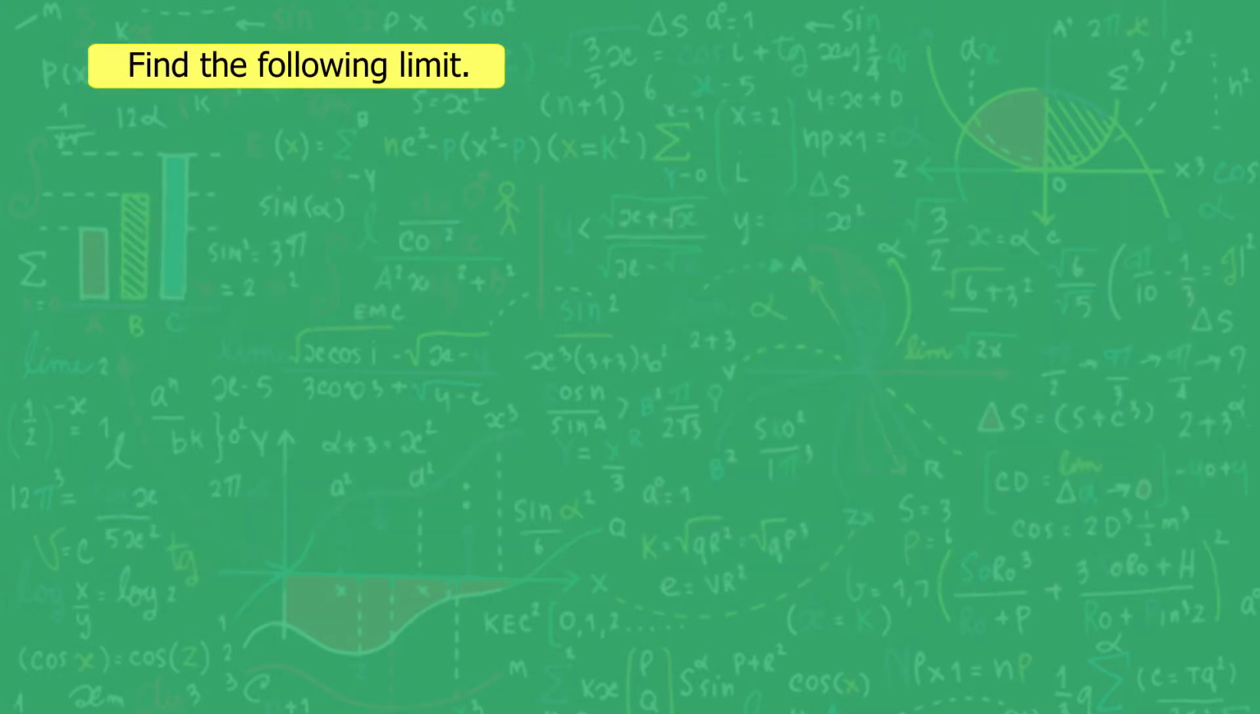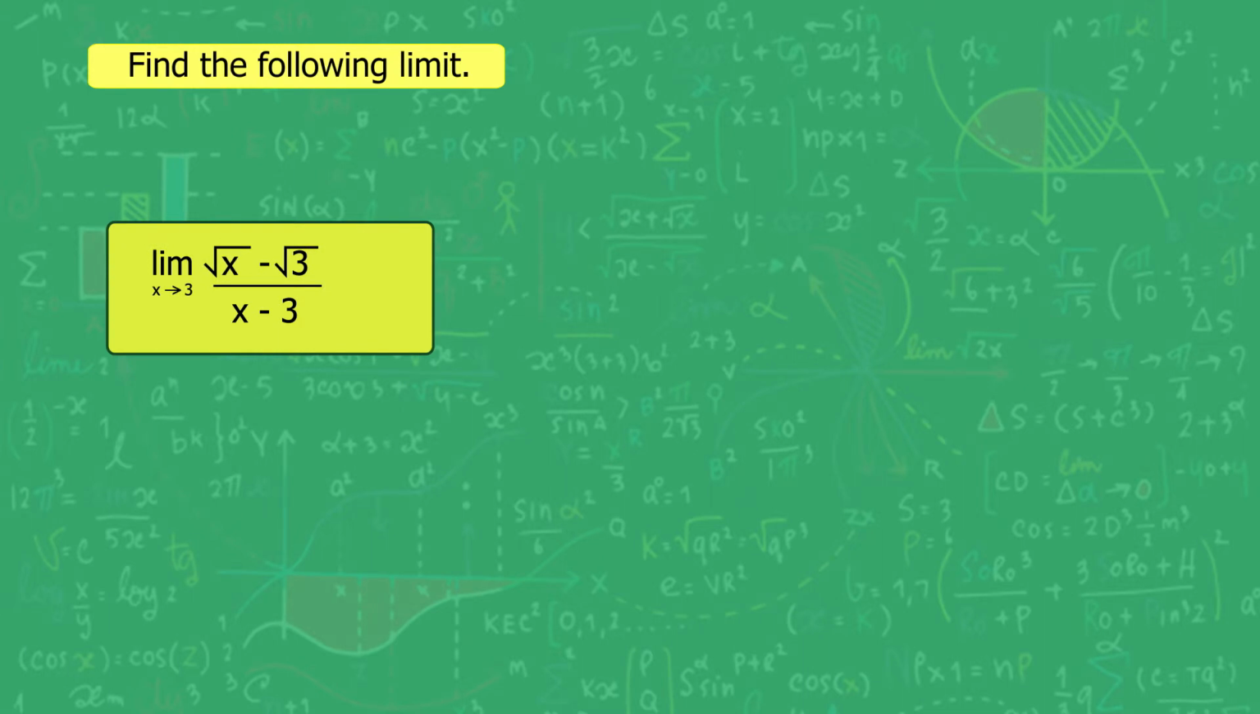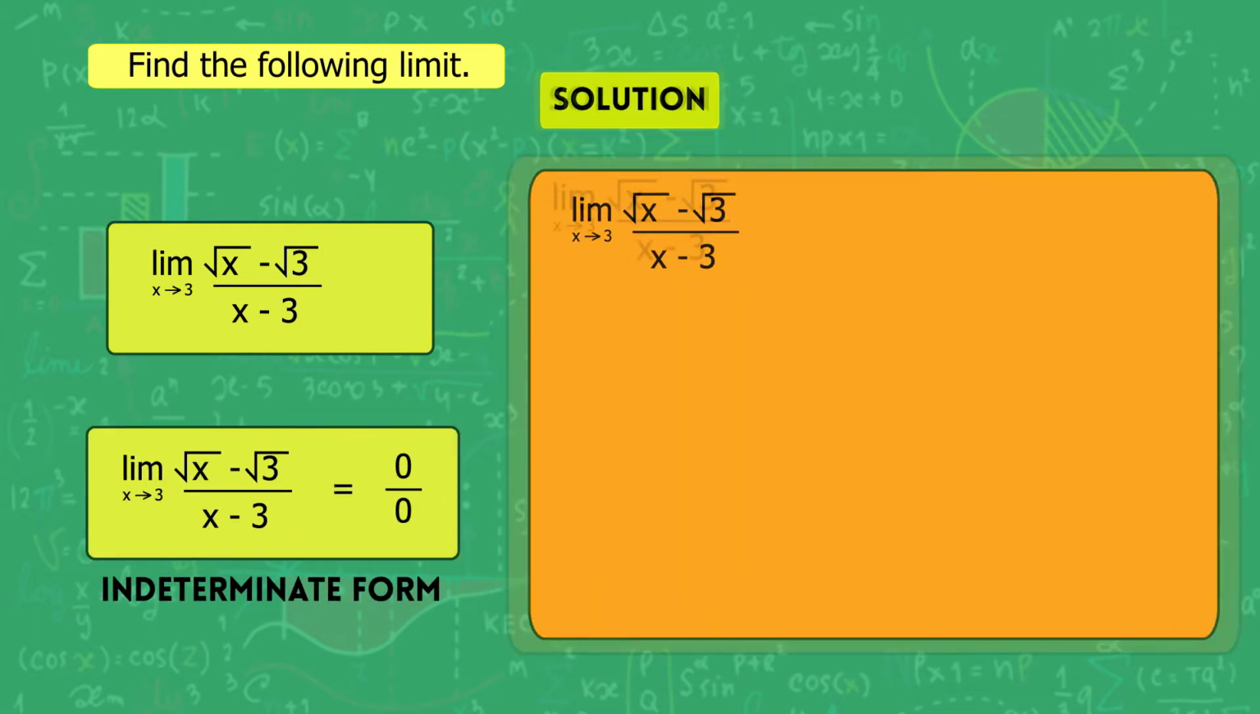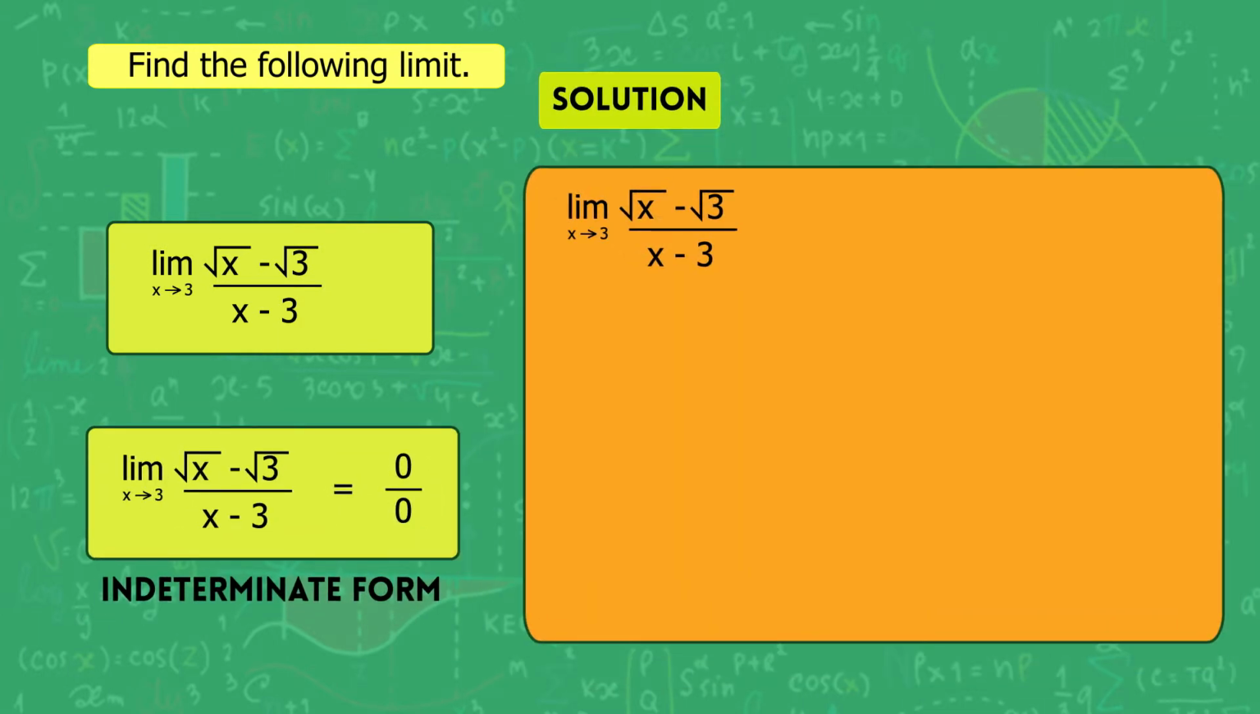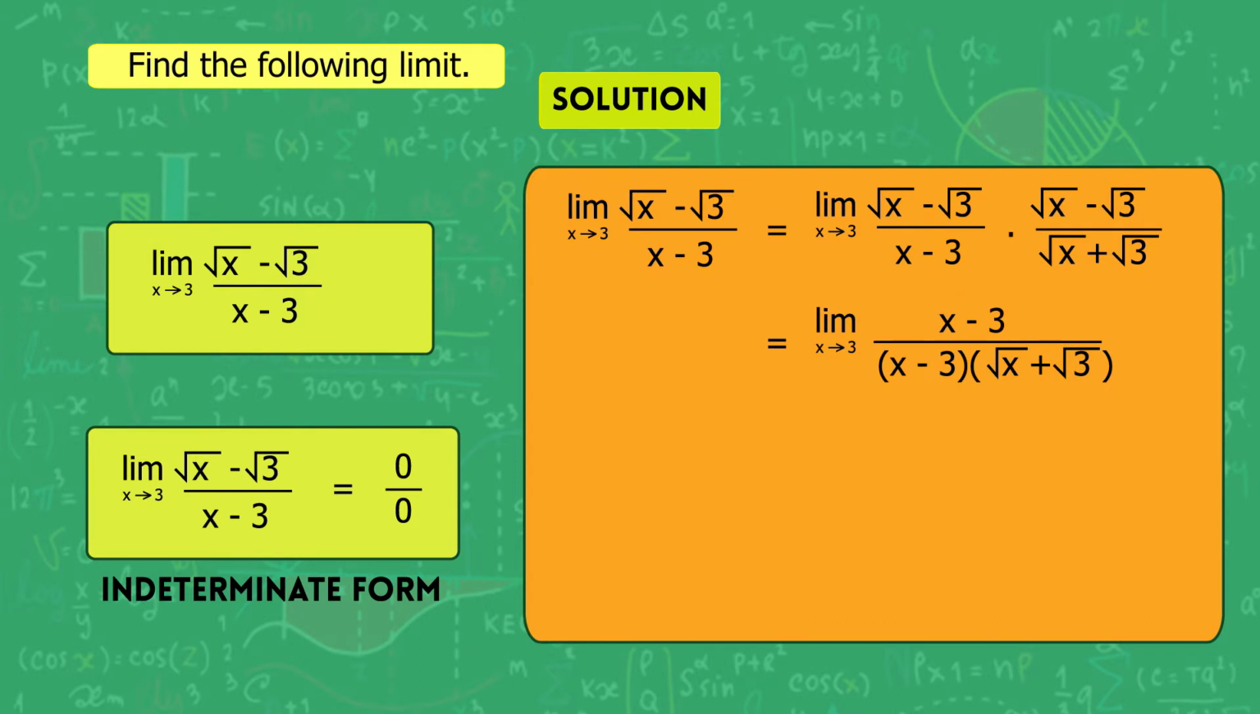For example, find the following limit. To evaluate this limit, we are using multiplication with a conjugate, because the limit has a surd. First, use multiplication with a conjugate. Next, simplify using cancellation. Then, solve it.